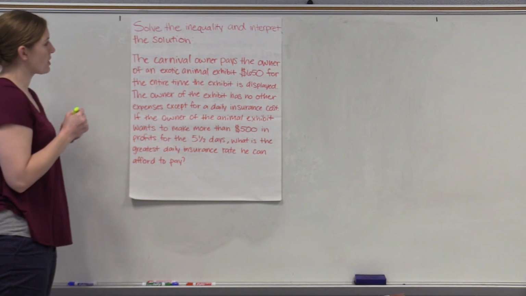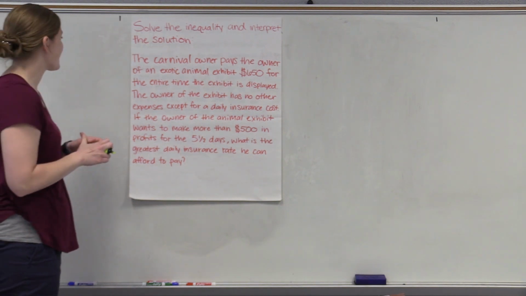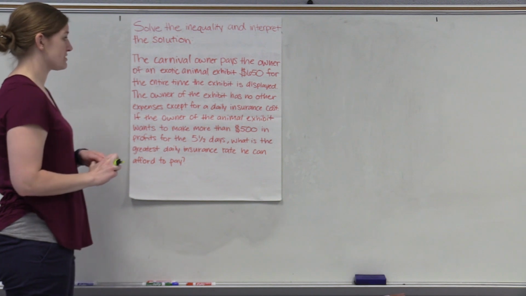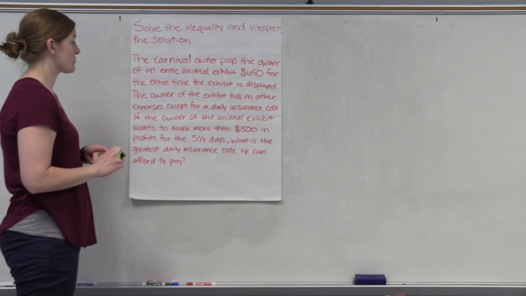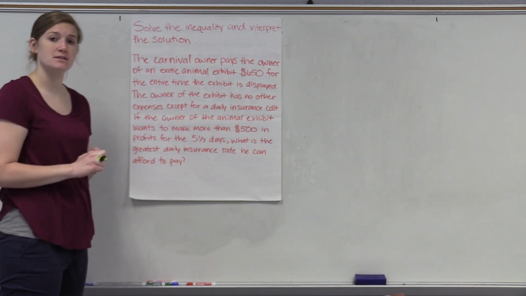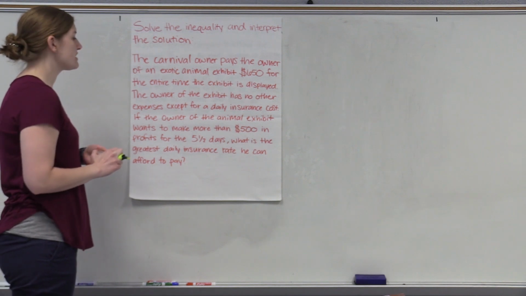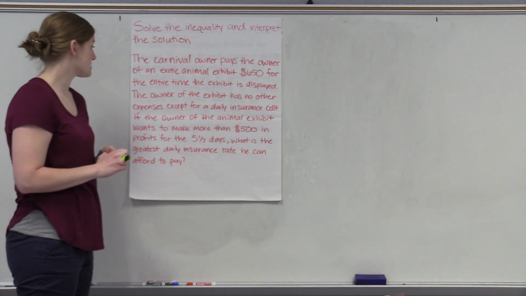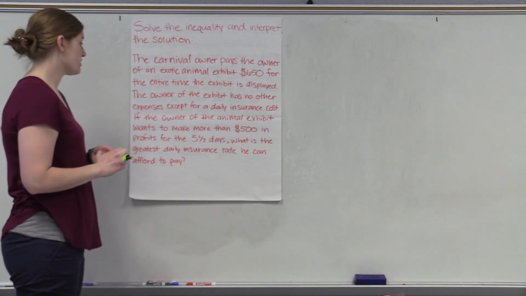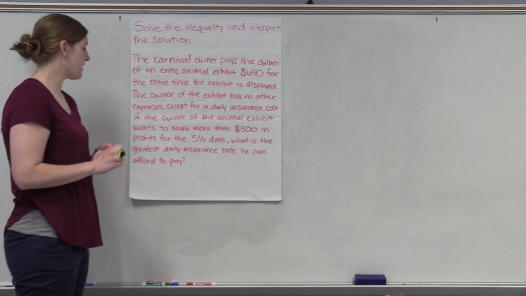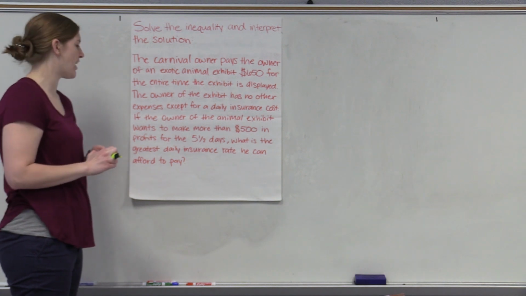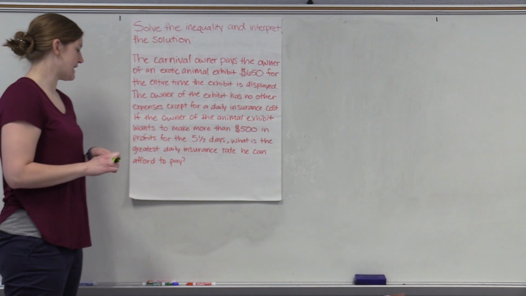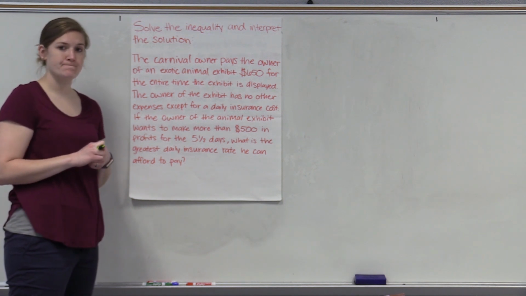All right, so let's look at the problem that is your independent practice for today. The carnival owner pays the owner of an exotic animal exhibit $650 for the entire time the exhibit is displayed. The owner of the exhibit has no other expenses except for a daily insurance cost. If the owner of the animal exhibit wants to make more than $500 in profits for the 5.5 days, what is the greatest daily insurance rate he can afford to pay?